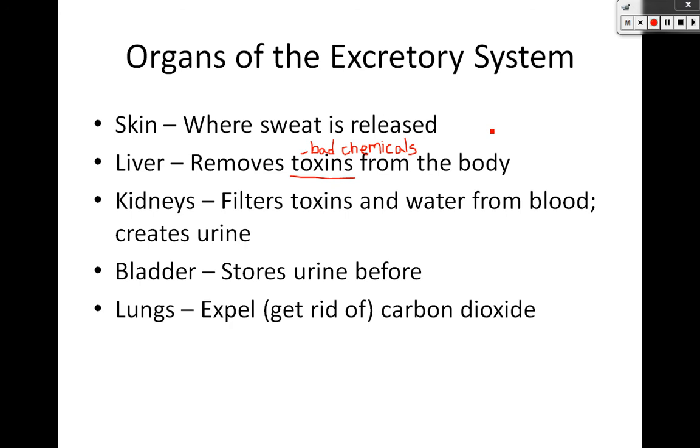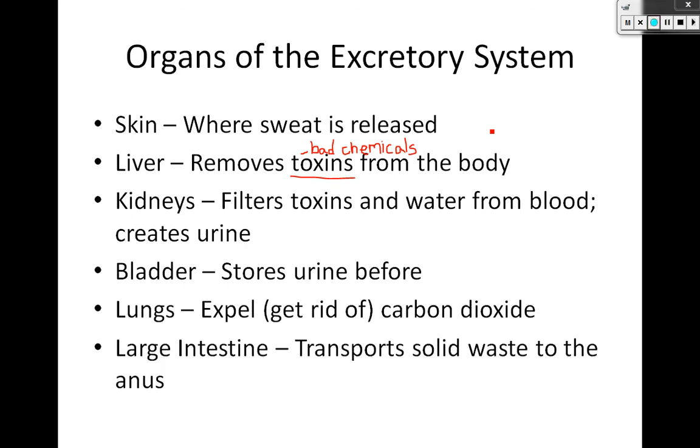So the lungs then expel, and expel means to get rid of, carbon dioxide. So we don't often think of carbon dioxide as a waste product, but it is. Remember, our bodies, think about the respiratory system, take in oxygen and they give off carbon dioxide. The reason that we give off carbon dioxide is because our bodies don't need it. And we're talking about waste in our bodies. We're talking about things our bodies don't need.